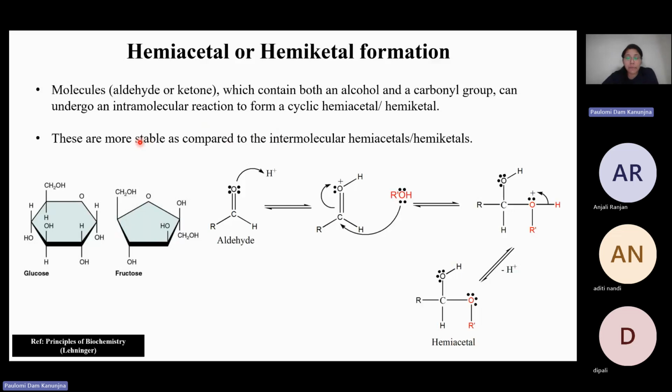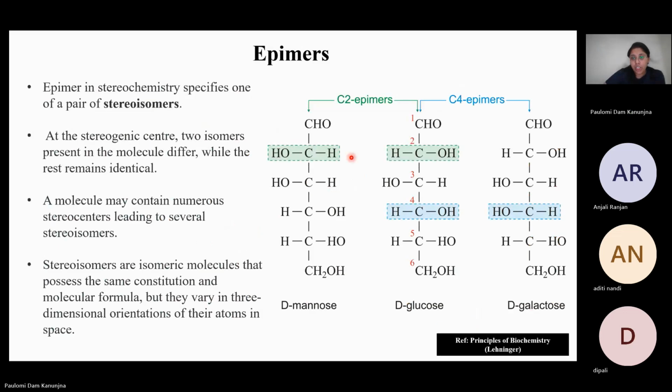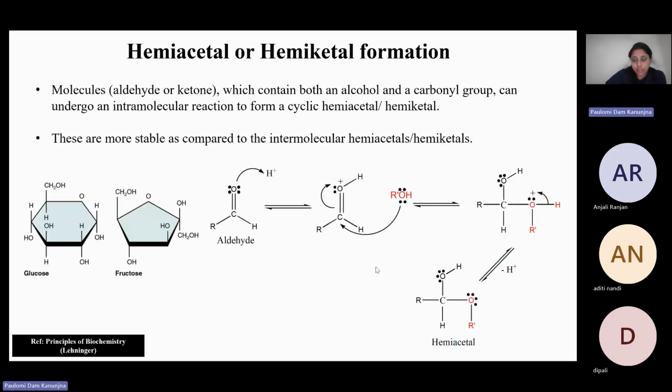So how does this happen? Molecules which have an aldehyde or ketone have an alcohol and a carbonyl group in the same molecule. So here you have alcohol and you have a keto group. If you have both groups, then they can undergo formation of hemiacetal or hemiketal, which is cyclic in nature. And this intramolecular reorganization is favored because it is more stable rather than them forming this structure with some other molecule. So what exactly happens?